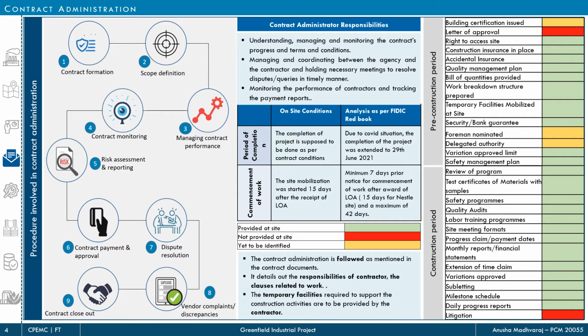Next is contract administration. This involves study of the contract agreement between the client and the contractor for setting up a greenfield facility at SAN GIDC. The process followed for contract administration is mentioned in the flowchart, and the table at the right shows the checklist for contract administration. Most of the provisions in the checklist are followed at site, and for the litigation marked in red, no provision for settlement of claims in case litigation happens is provided in the contract document.